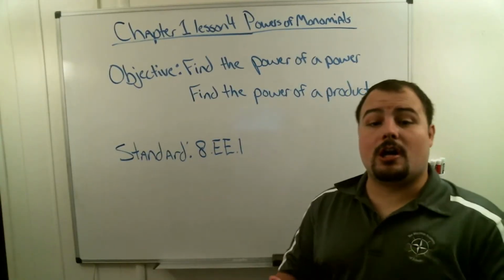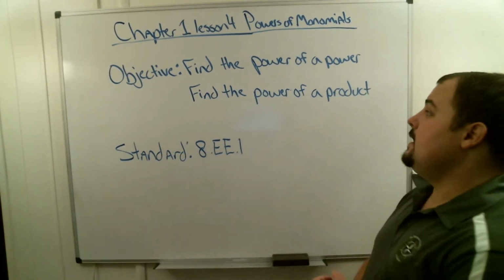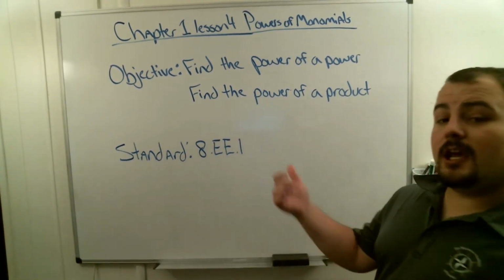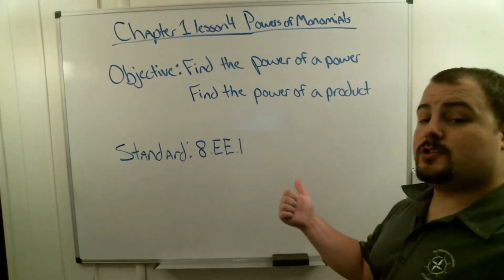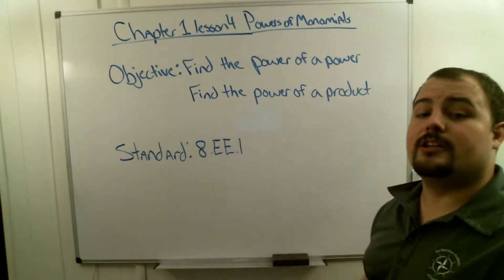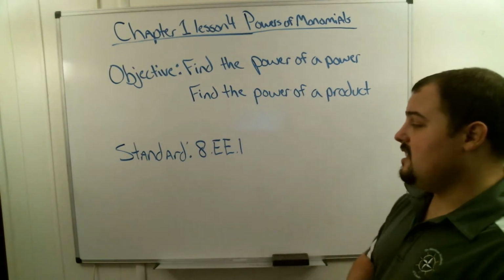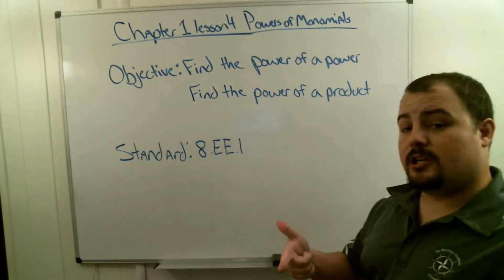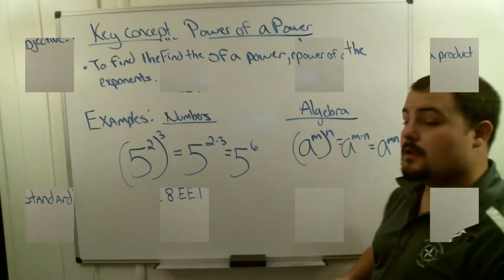In this lesson we're going to be talking about the power of monomials. Our objective is to find what a power of a power is, and we also need to find the power of a product. Product is the answer of multiplication. Power of a power means that we're going to take a power and make it go to another power. The standard that we're going to be addressing is 8th grade Equivalent Expressions standard number 1. Let's get started on our vocab and let's get going with this lesson.